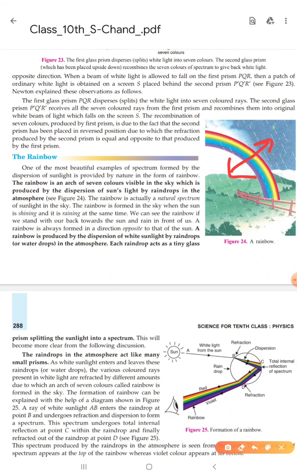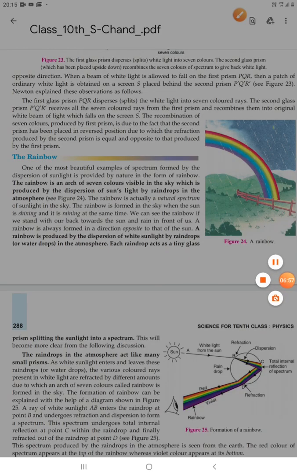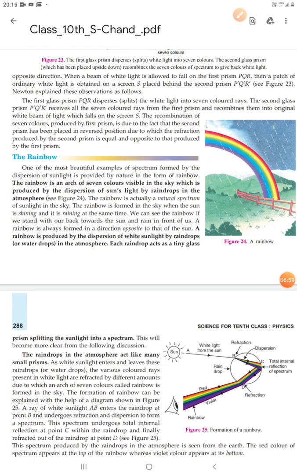The rainbow is an arc of seven colors that is visible in the sky, which is produced by the dispersion of the sun's light by raindrops in the atmosphere. We know that there are so many raindrops. These raindrops just act as a prism. Then we can say we have seen the dispersion of light there, and there is a rainbow. Then we can see the rainbow formation.